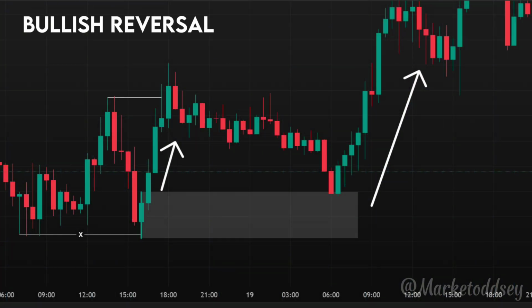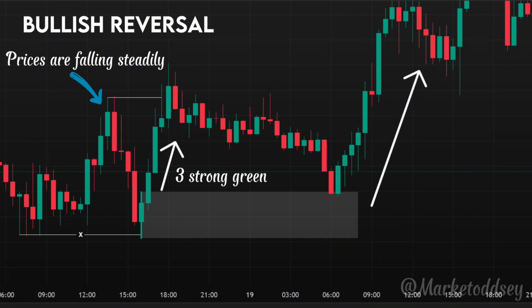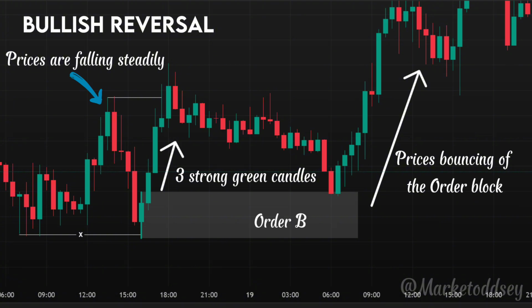1. Bullish example. Prices are falling steadily, indicating a bearish trend. A final red candle drops sharply, but then reverses into 3 strong green candles. The red candle's low becomes support if prices return here later and bounce. It's a valid order block.